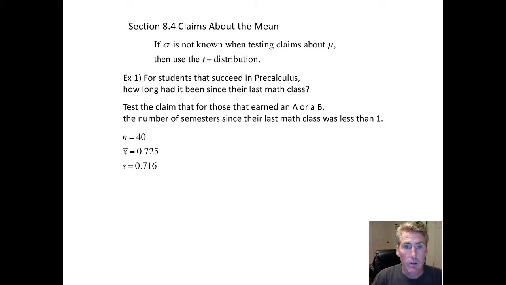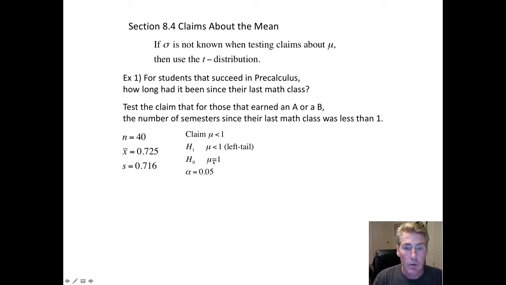So I interviewed the students. There were 40 of them that got either an A or a B. The average number of semesters break between math classes, you can see, is 0.72, and here's the standard deviation. So then the claim is that it's less than 1. H1 is going to stay the same. The alternate hypothesis then implies it's a left-tailed test.